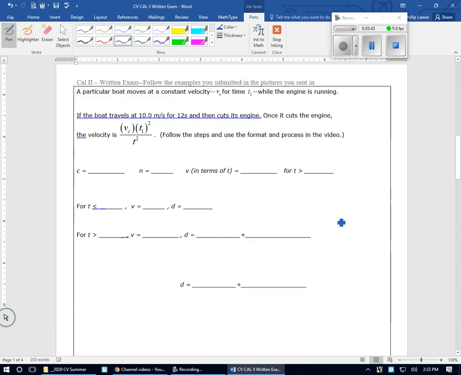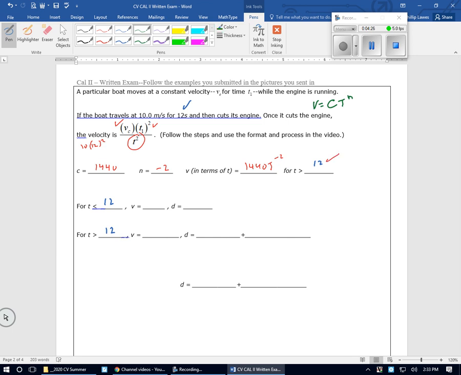All right, problem 2, we have the boat. We have the boat traveling at a constant velocity for 12 seconds. That's when he cuts his engine, 12 seconds. Now, I'm going to write this as velocity equals some constant times t to the n power. And these two are my constants, that is 10 times 12 squared, which is 1440. And there's my variable, so my n power is going to be negative 2. And so my velocity is 1440 t to the negative 2 for t greater than 12.